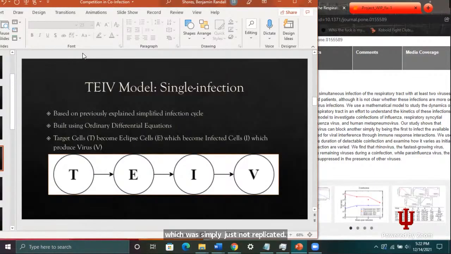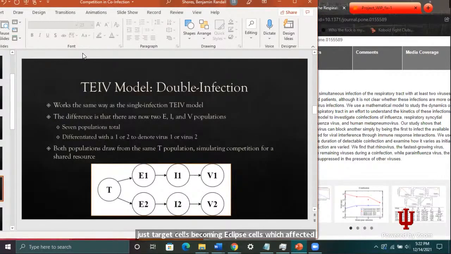So the model itself in single infection, based on the previously explained simplified infection cycle, is built using ordinary differential equations. And it is just target cells becoming eclipse cells, which become infected cells, which produce virus. The TEIV model with double infection works similarly. The difference is that there are now two different populations for the different viruses, both of which are drawing from the target cell population, which simulates competition for a shared resource.